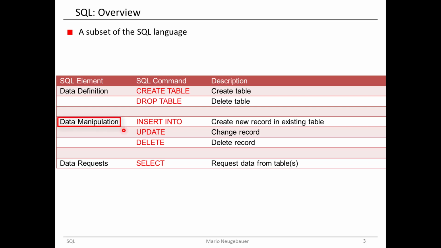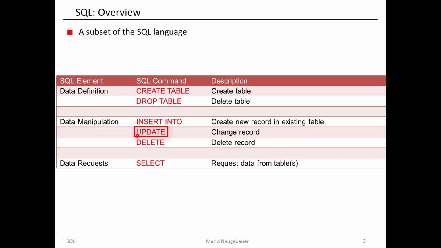Second part is the data manipulation language, or data manipulation area of the SQL. And this refers to somehow changing the data which is in your structure. Changing first can be that you insert data into your tables. You create a new record with entries in the fields, in the columns.